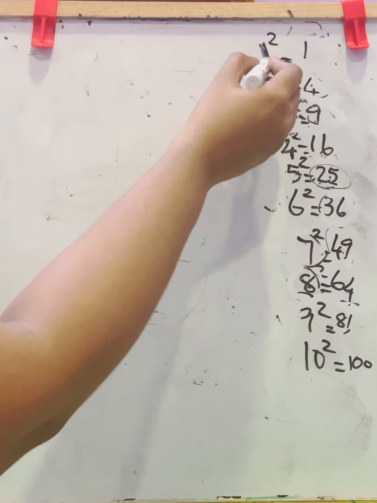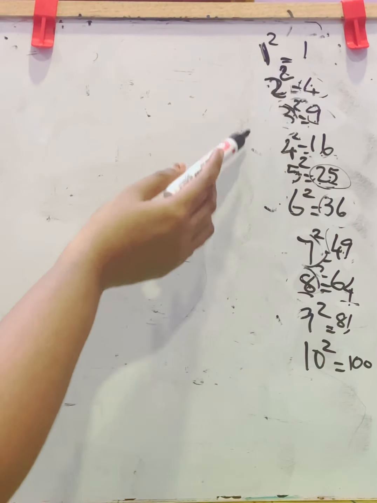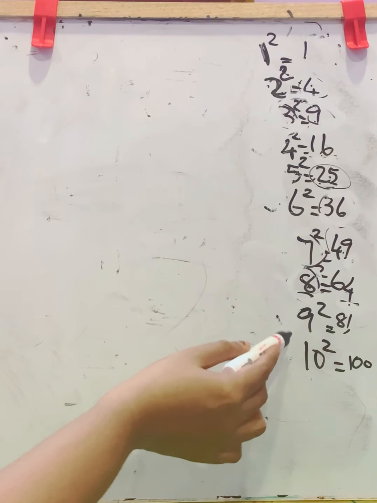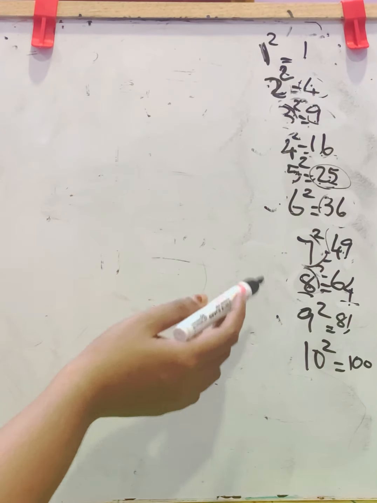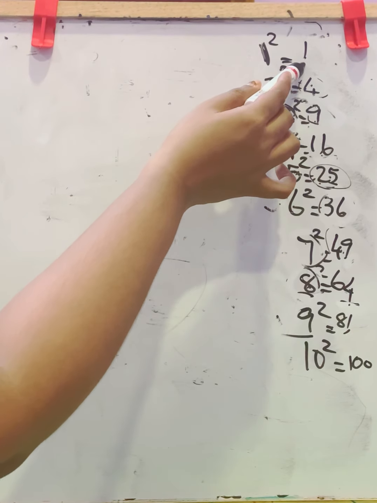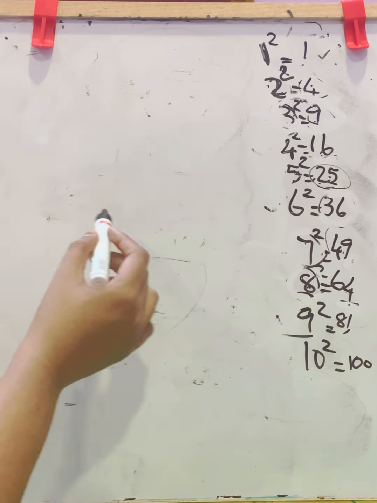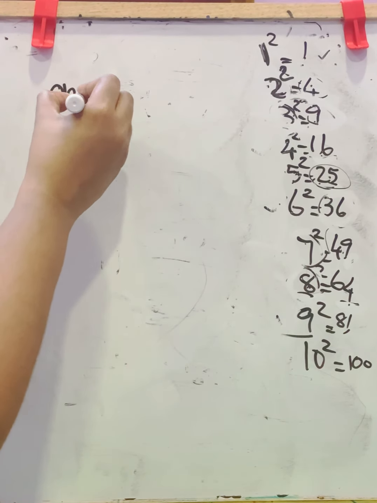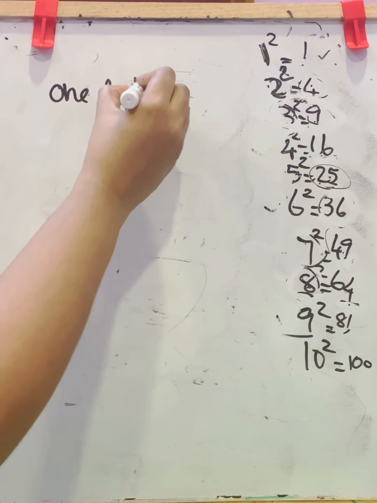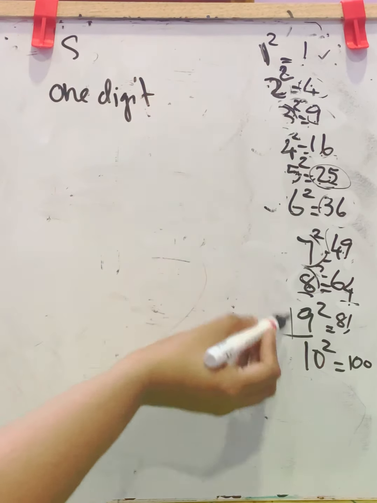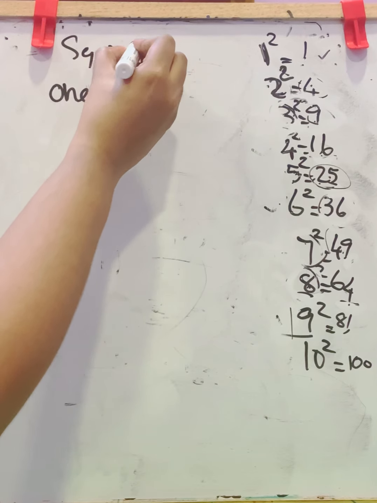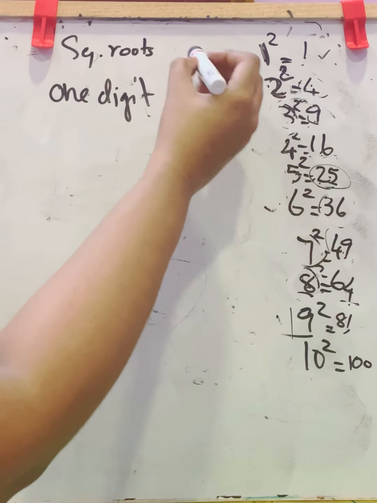Here we have 1 digit numbers till this. All are 1 digit numbers. And in that you can see in the square numbers either it is 1 digit or it is 2 digit. That is, for 1 digit numbers, this is square roots, and this is square numbers.